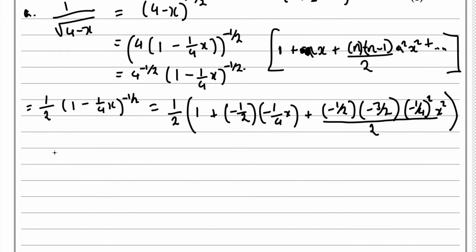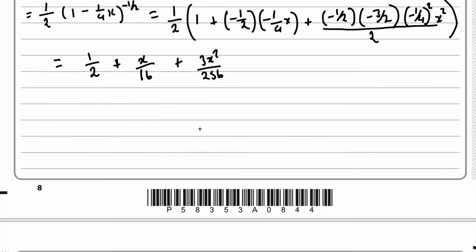So I'm going to simplify this and multiply it out. When you've multiplied all these numbers out and multiplied each of the 3 terms by a half, what you'll get is a half plus x over 16 plus 3x squared over 256. And that is the answer to part A.